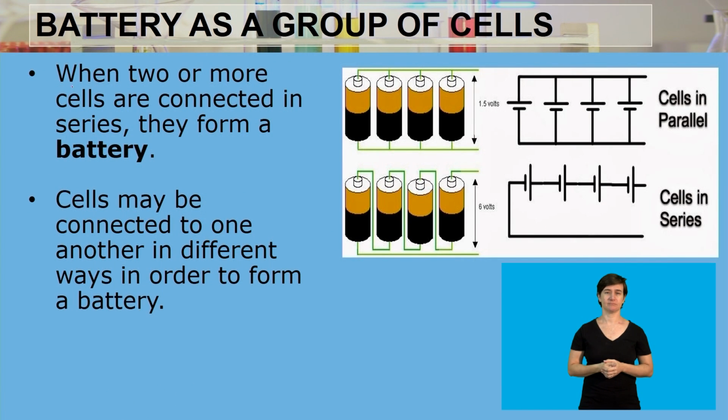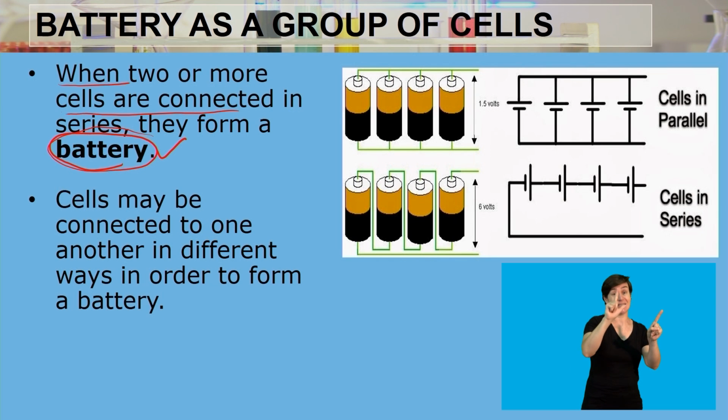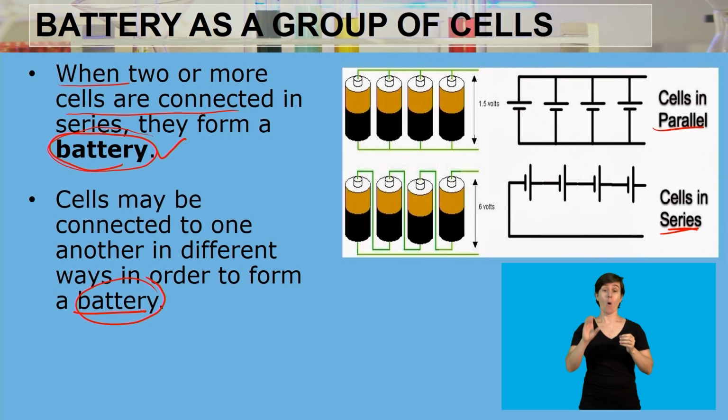Then, when two or more cells are connected in series, they form a battery. As we have said, a group of more than one cell is going to be called a battery. If it's just one, it's a cell. More than one makes up a battery. Cells may be connected to one another in different ways in order to form a battery. The cells can either be connected in parallel or in series.